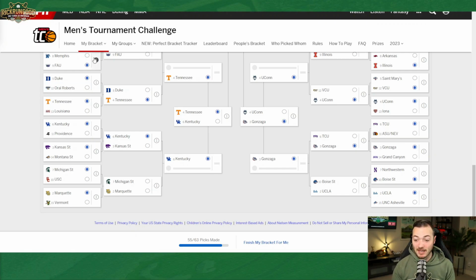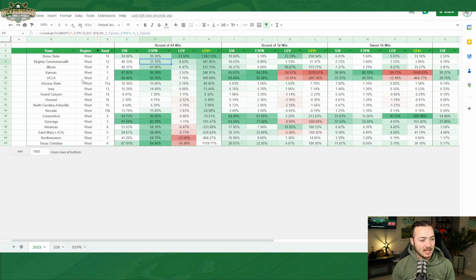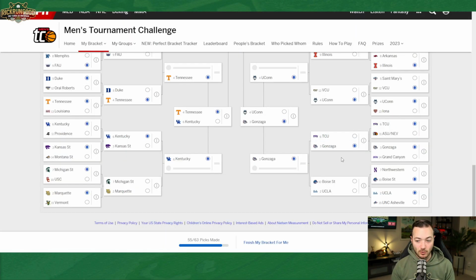That game's a pick, and Boise State is the highest leverage team here in the first round, or in the round of 64, I guess I should say. They are only being selected on ESPN 35% of the time. They are, according to 538, going to win 58% of the time, and it's a pick'em. So, we just absolutely have to take Boise State there, and then UCLA over UNC Asheville.